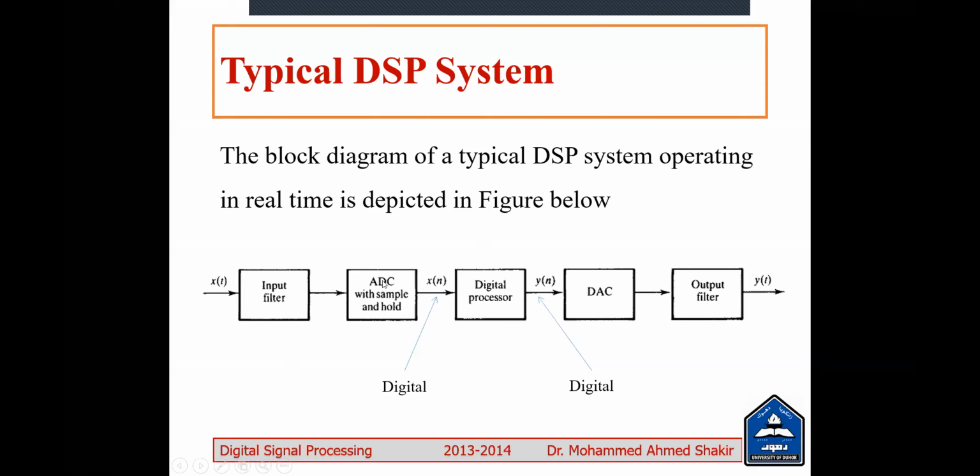The second block will be the ADC with sample and hold circuit, an analog to digital converter with a sample and hold circuit. In between, we have the digital processor. This digital processor will perform convolution, correlation, filtering, transformation, and modulation. So the DSP operations we talked about in the previous lecture will be implemented by the digital processor.